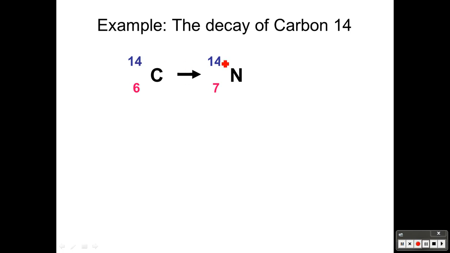You'll notice that my mass number did not change, and that's because this is the sum of P plus N, protons plus neutrons. Technically, even though I lost a neutron and gained a proton, P plus N stays the same because one's P and one's N. It just switched teams. Think of it like a football game.